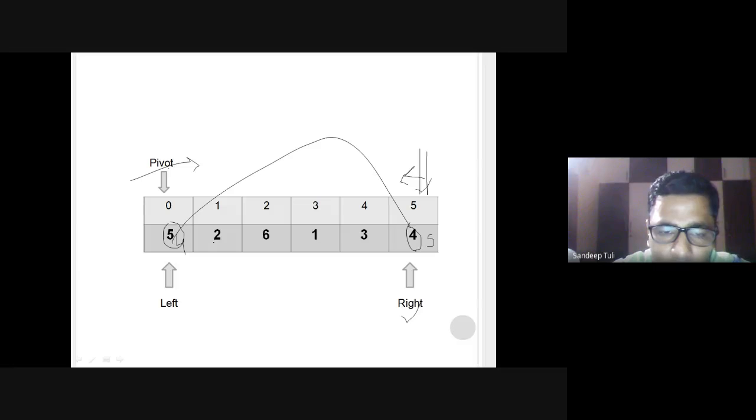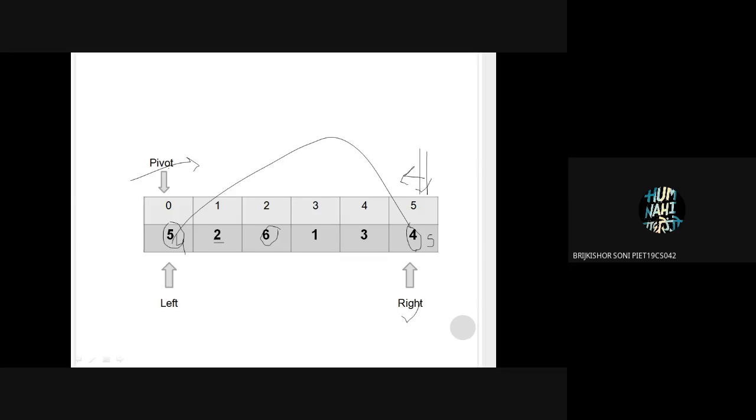Then 2, is it in the right position? Is 2 lesser than 5? Yes, sir. So it should be on the left. ये left में ही है. Now 6, क्या 6 छोटा है बड़ा है? 6 बड़ा है 5 से, तो राइट में शिफ्ट हो जाएगा.